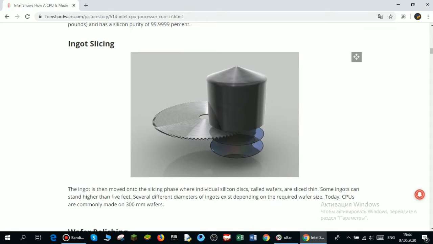I think they cut it. Yes, let's read. The ingot is then moved onto the slicing phase, where individual silicon discs called wafers are sliced thin. Yes, they cut this and make thin discs. Some ingots can stand higher than 5 feet. Several different diameters of ingot exist depending on the required wafer size. Today the CPUs are commonly made on 300 millimeter wafers.